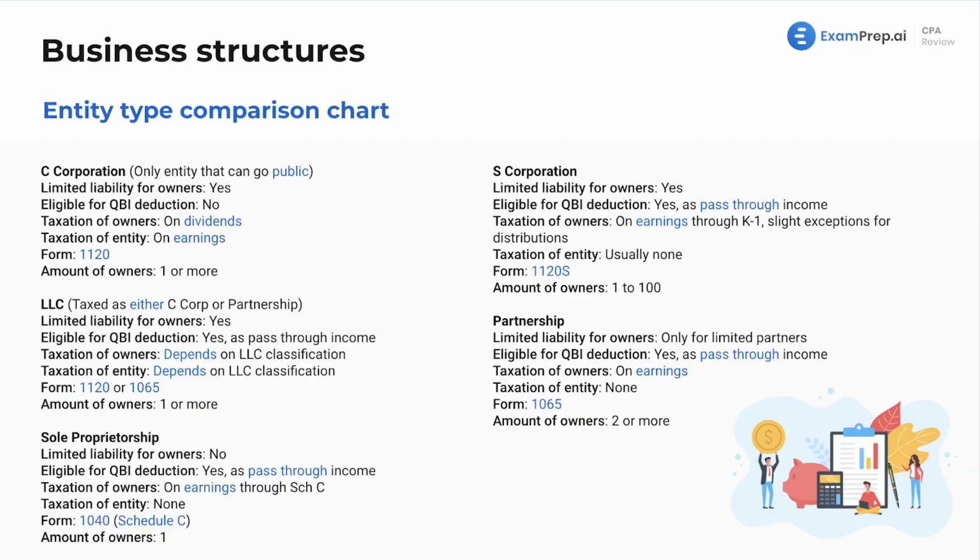Here is a nice little comparison chart of all of our different entity types. Now, you may see, for example, that the LLC is not going to have its own individual lesson. Sole proprietorship doesn't have its own lesson, but this is kind of within the individual income tax lessons. So that's covered there on Schedule C. C Corp, S Corp, and partnership will have their own lesson or lessons, as we will see.